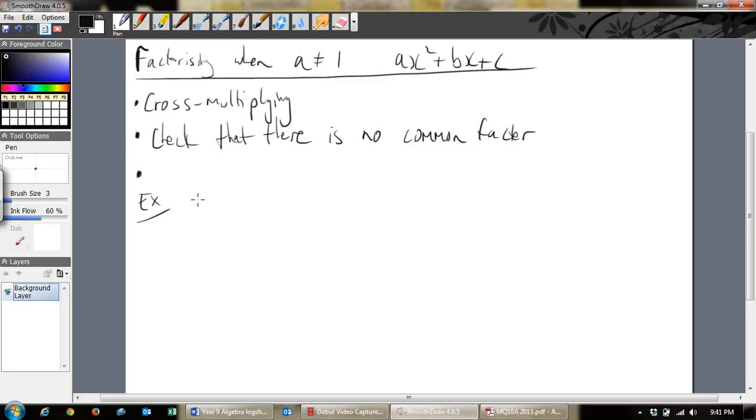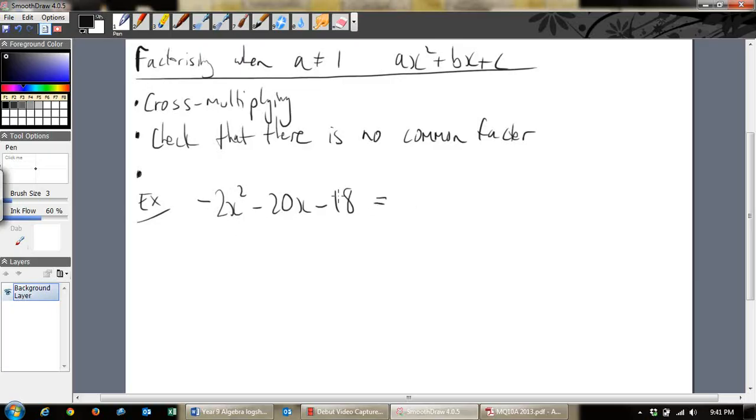So factorise negative 2x squared minus 20x minus 18. Okay, so here we've got a trinomial and we've got this negative 2 in front of the x squared. So this is clearly this case. And I've just said this, and we want to check that there's no common factor. In other words, can we factorise out whatever's in front of the x squared? And in this case, we can. Okay, so let's do that.